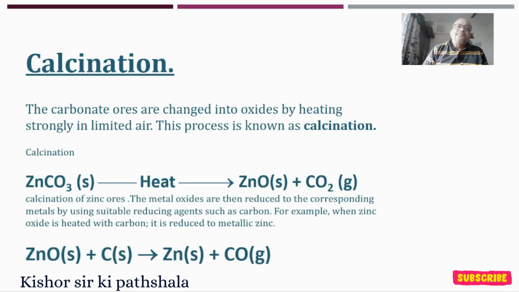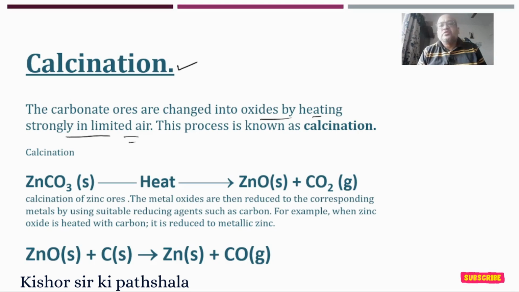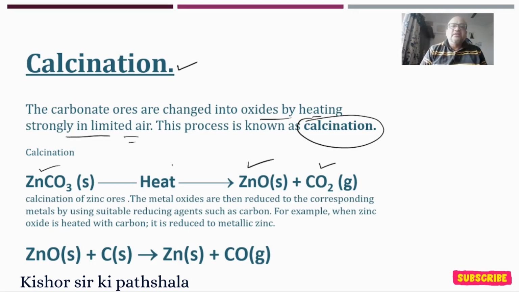Let's see another process. The other process is called calcination. Calcination involves what? The carbonate ores are changed into oxides by heating strongly in limited air. So the oxygen supply is very much limited, and this process is called calcination. Here you see zinc carbonate is there. We heat it and we get zinc oxide, and carbon dioxide gas is released. This is the calcination of zinc ores.